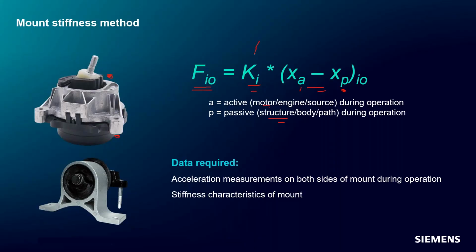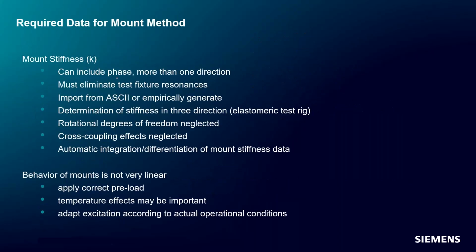This mount stiffness, by the way, is not usually a single number. They're curves of the stiffness, newtons per meter or something like that, that are a function of frequency. So you need the mount stiffness for the mount and potentially in all three directions. If you're doing all three, you need the active and passive side. We typically measure acceleration, double integrate to displacement, subtract it to come up with the force. And again, the mount stiffness can have phase, as we saw earlier.